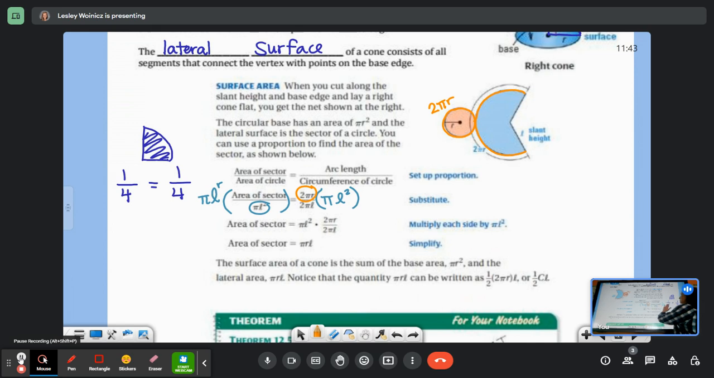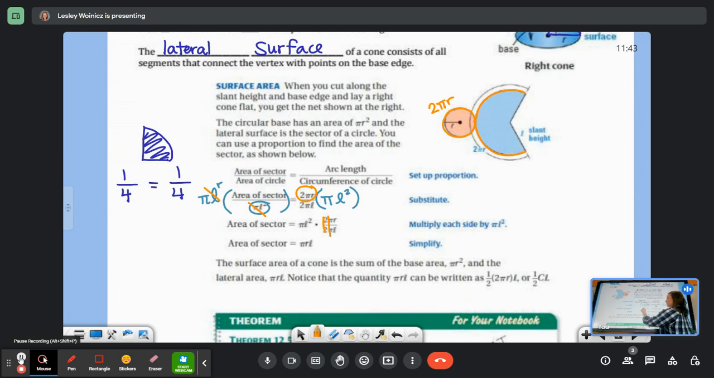So once I multiply both sides by pi slant height squared, these cancel, and I'm left with the area of a sector equals pi slant height squared times this little guy. And then I can just cancel some stuff. My 2's cancel, my pi's cancel.